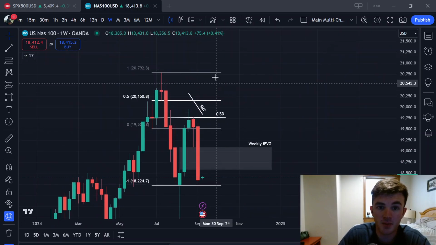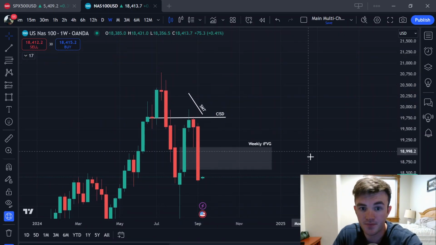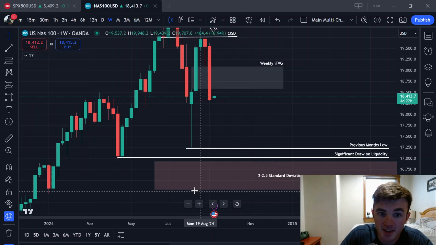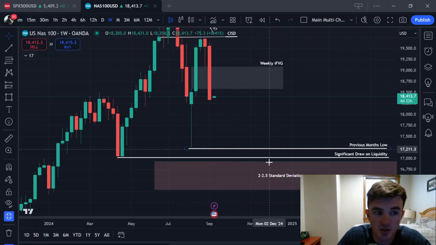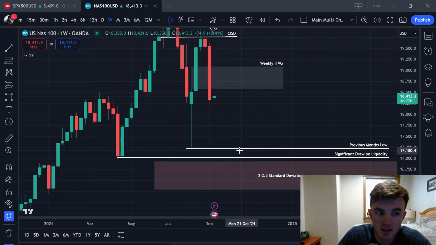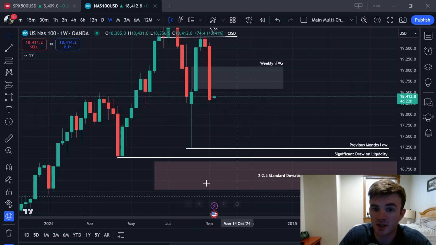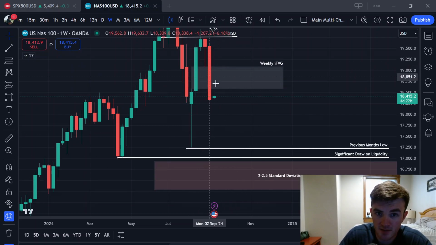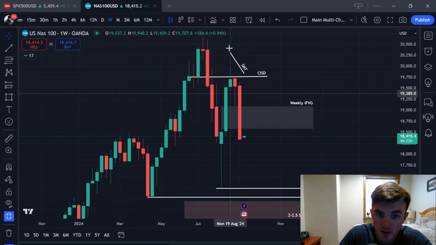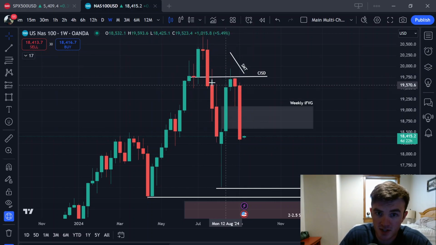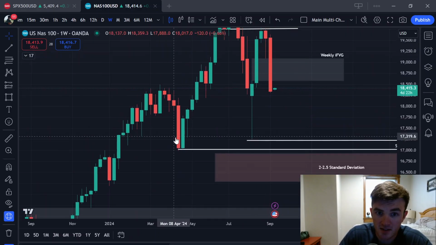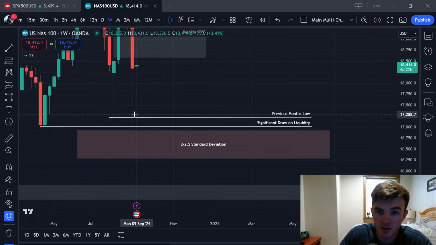And so a lot of time when you get this lined up past a significant draw on liquidity, this is a lot of time where the market is trying to go. You see we got a weekly inverse fair value gap, an SMT, retest of an order block, change in state of delivery, and significant draws on liquidity.